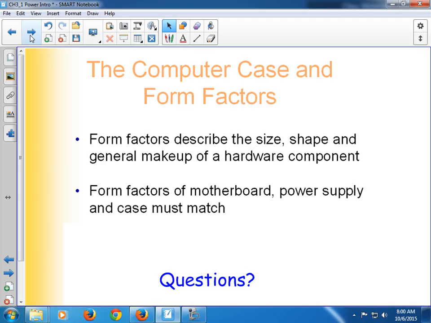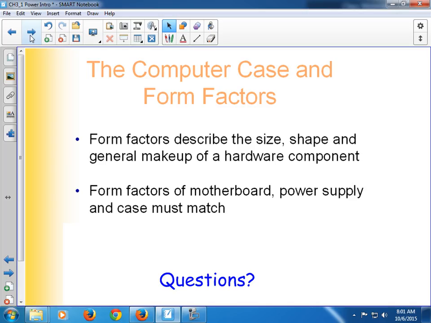And I'm going to stop right here. Questions? Does anything match up with what you've read so far, where you're like, okay, that makes more sense, or no? Not yet. Not yet. Okay. Does everything make sense that we talked about? Does everybody understand the definition of form factor?